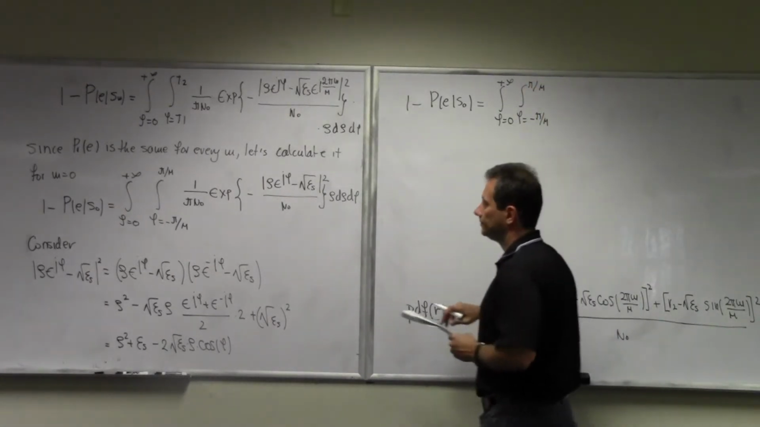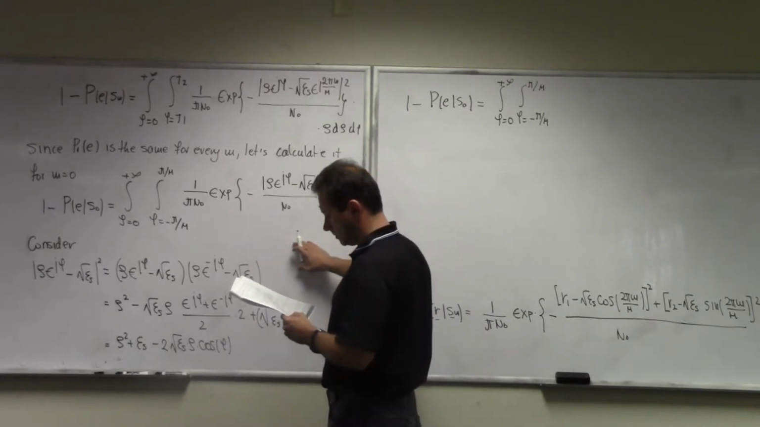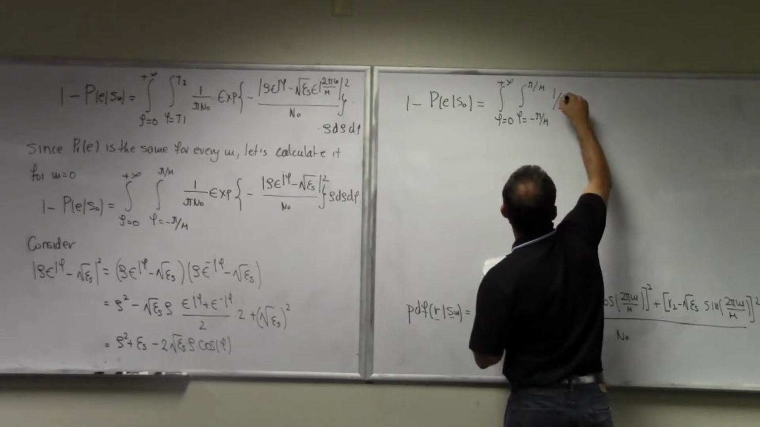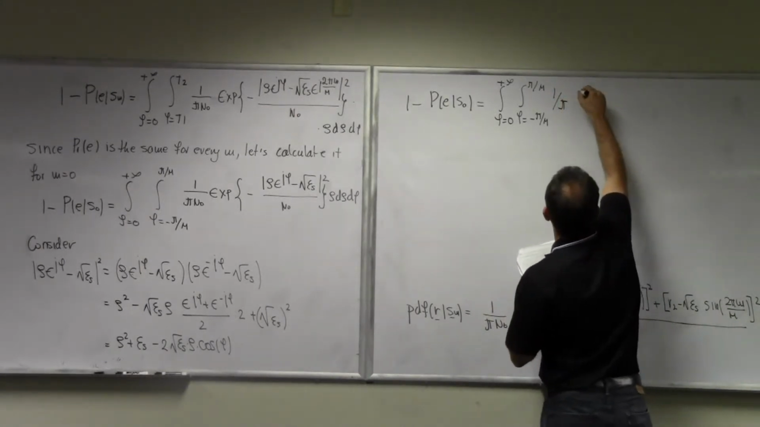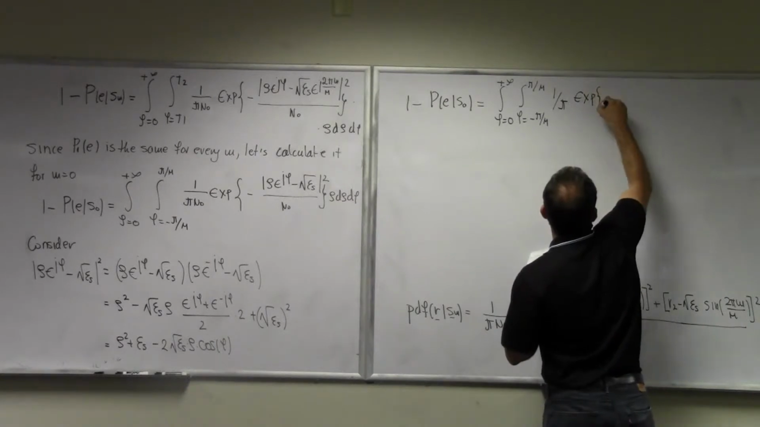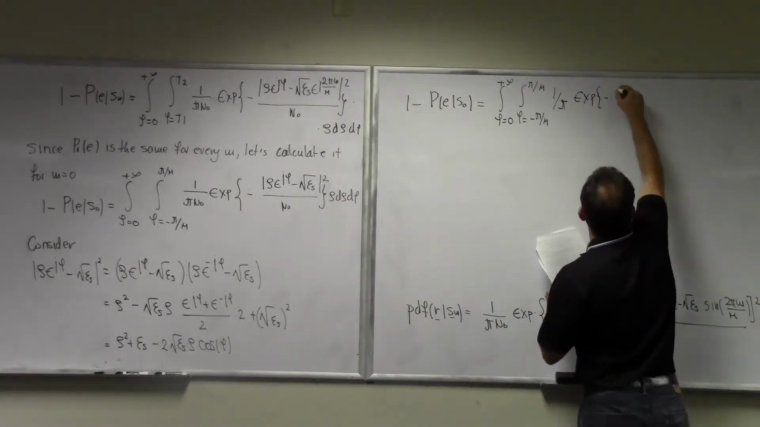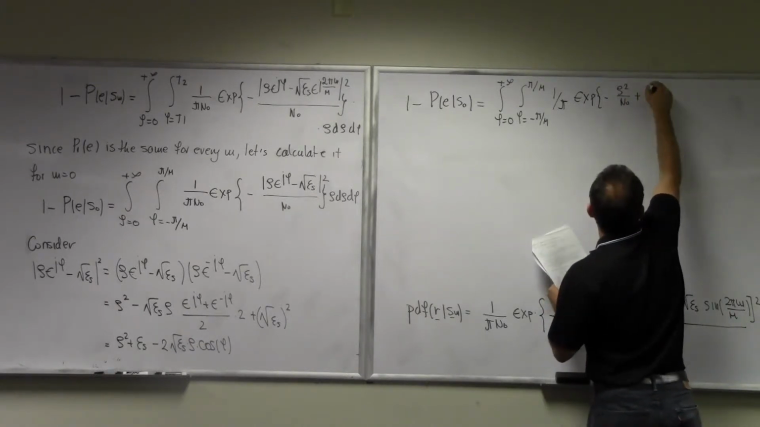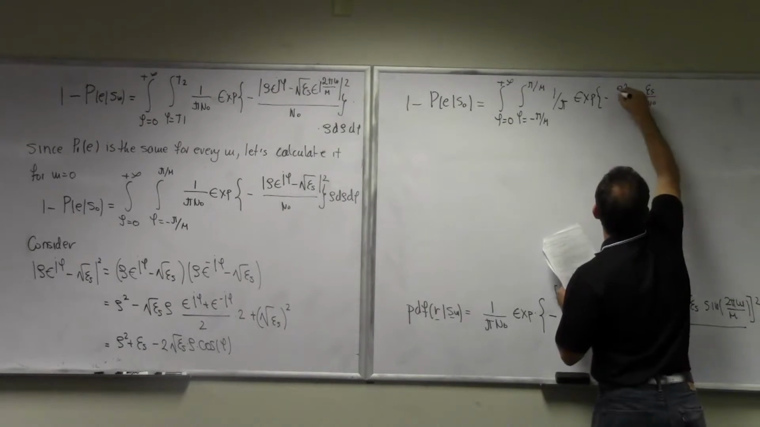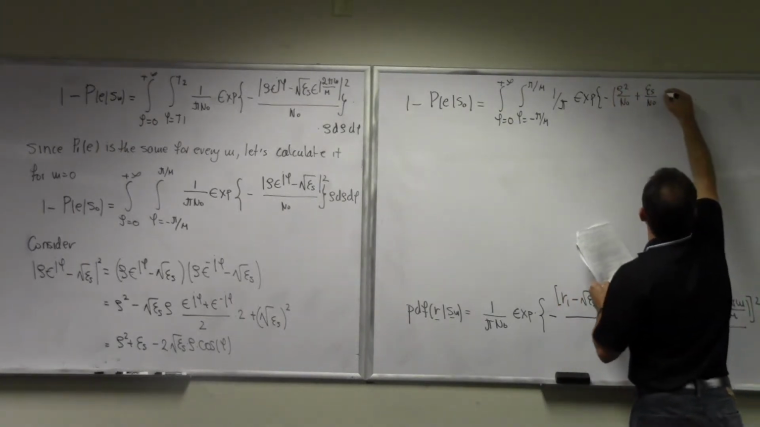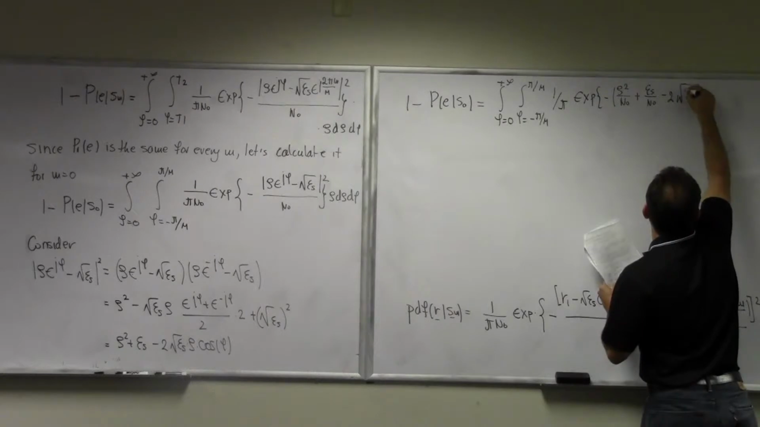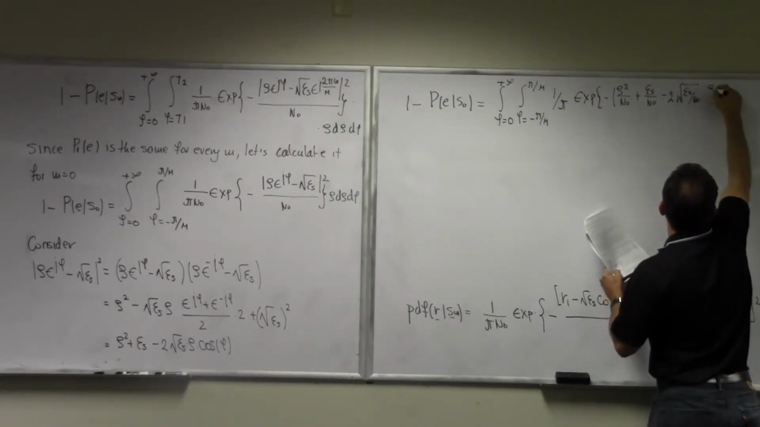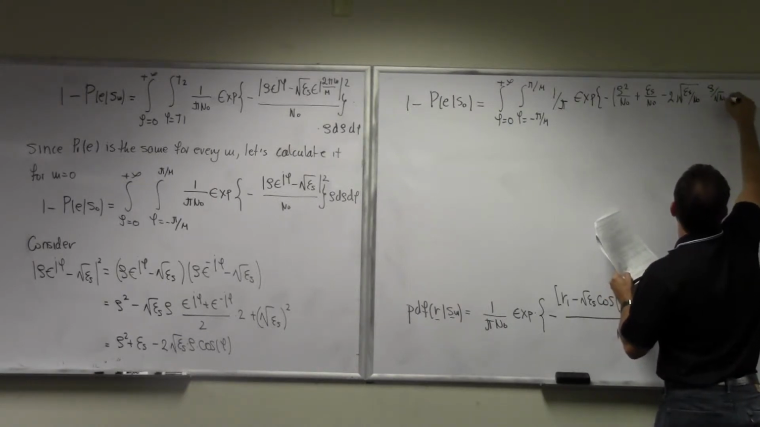And then you can see here, okay, so I'm going to write this 1 over pi, and then write this as e to the minus rho squared over n0 plus epsilon s over n0 minus 2 times square root of epsilon s over n0 times rho over square root of n0.